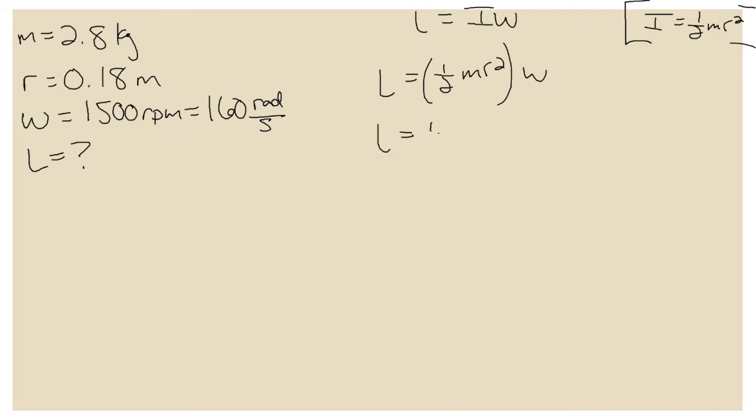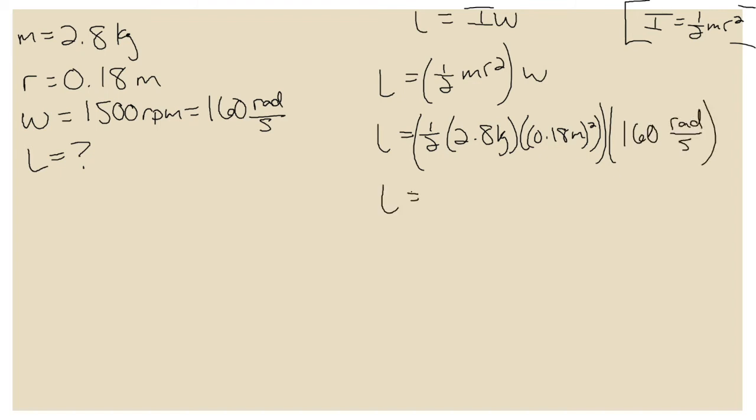And all we really have to do here now is plug these variables in. We have 1/2 times 2.8 kilograms times r squared, which is 0.18 meters, whole thing squared. I'm going to actually just put this whole thing in parentheses. And then we have to multiply that by omega, which is 160 radians per second. And we've got our rotational inertia. We've got our angular velocity.